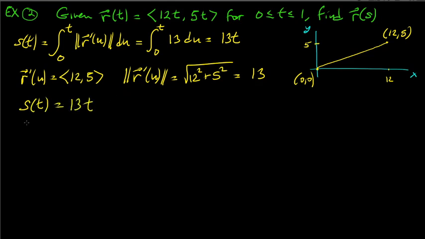So s of 0 is obviously 0. You haven't gone anywhere yet. And then where you end up is when t is 1, you just get 13. So the arc length of this curve is 13. I mean, we don't think of it as arc length, we just think of it as the length of the line segment. So its length is 13.